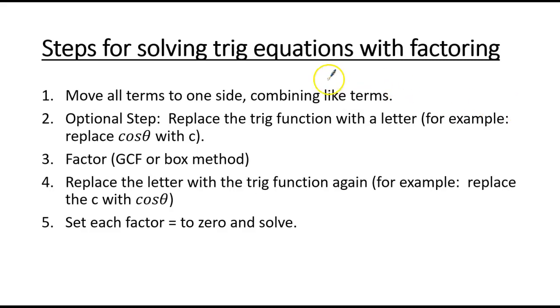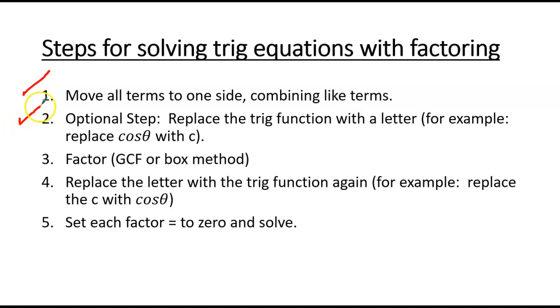So the first thing we're going to do is move all the terms to one side, and in the process make sure we combine all the like terms together. Anytime you want to solve an equation by factoring, you have to have the equation equal to 0. So we're going to move everything onto one side so that the equation equals 0.